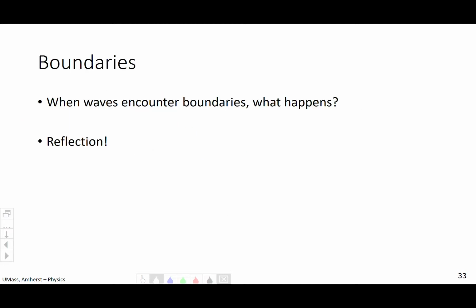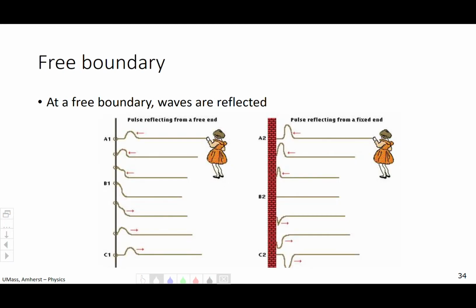Okay, so when waves encounter boundaries, what happens? Well, they reflect. When the wave hits something, it doesn't just disappear unless it's a very special material that it hits. If it's a solid thing, it's going to reflect. So we have two different types of reflection. At a free boundary, over here on the left, if we have a rope, let's say, tied in a loop around a pole, it will reflect and not invert. So it will reflect in the exact same pattern.